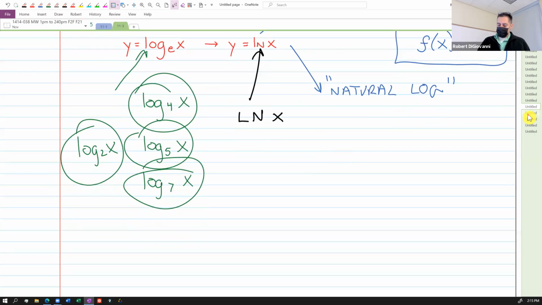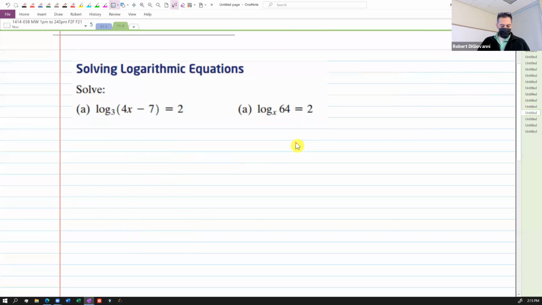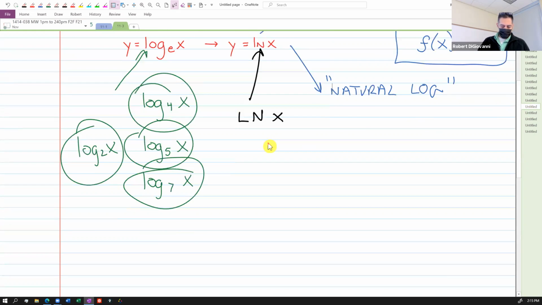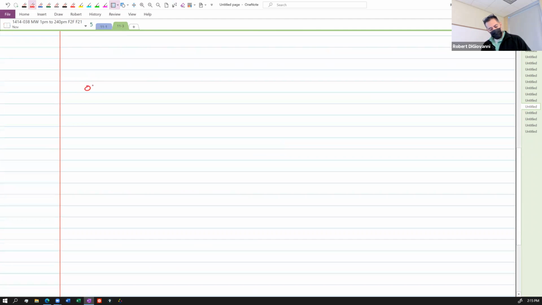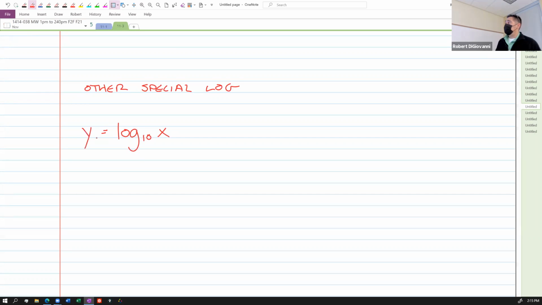Now, there's another special log function. The other special one. Now, the natural log is the most important, okay? The other special one is this one, log base 10 of x. And that one also appears quite a bit because it's log base 10 and our number system is base 10. We talked about the fingers in class, 10 fingers. So this comes up quite a bit.